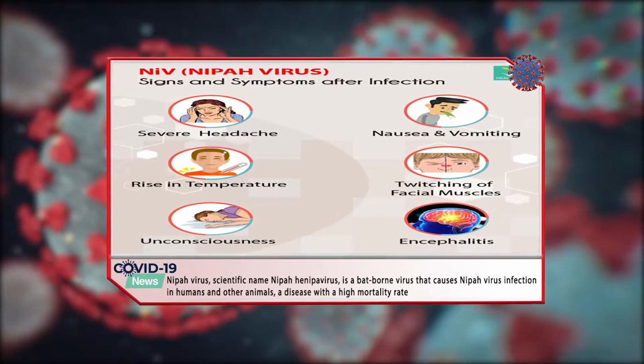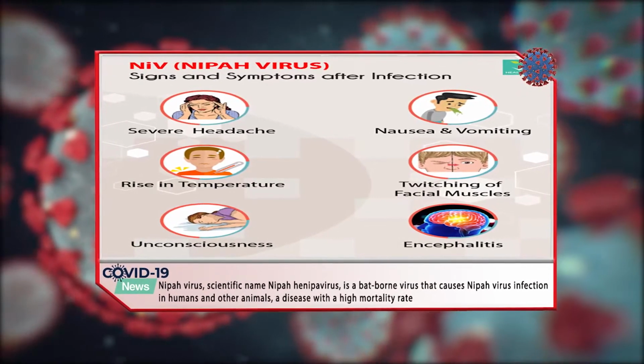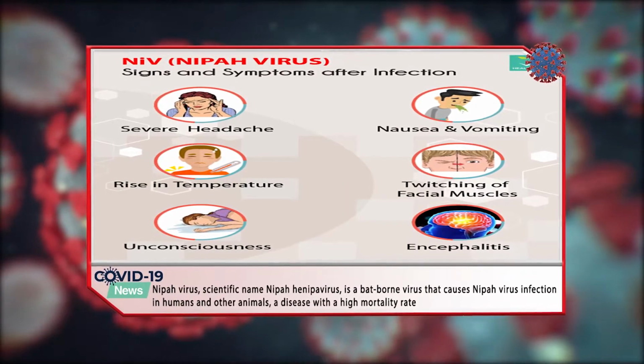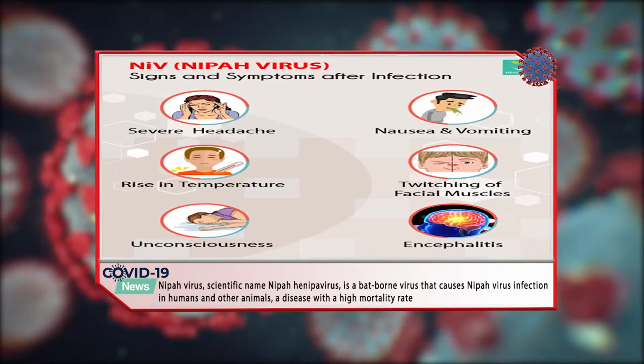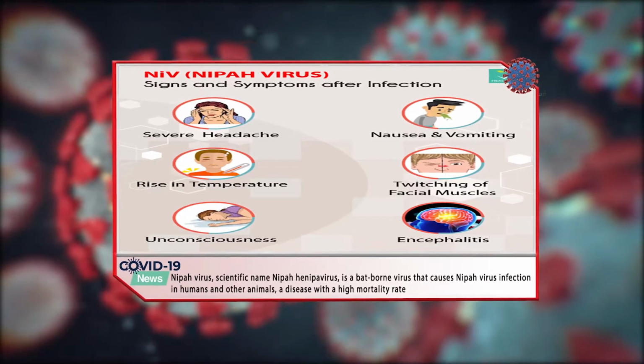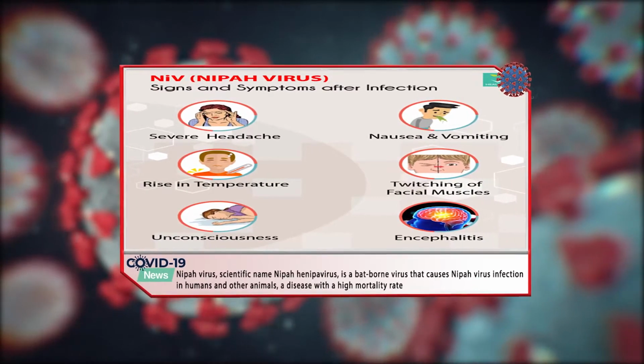Fever, headache, muscle pain, vomiting, sore throat. These symptoms can be followed by more serious conditions including dizziness, drowsiness, altered consciousness, acute encephalitis, atypical pneumonia, severe respiratory problems, seizures.